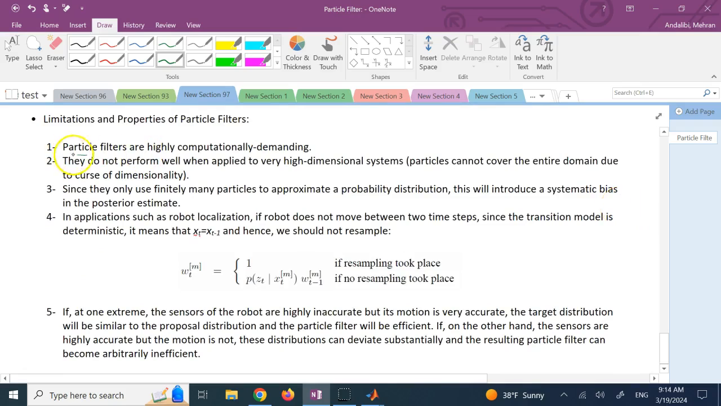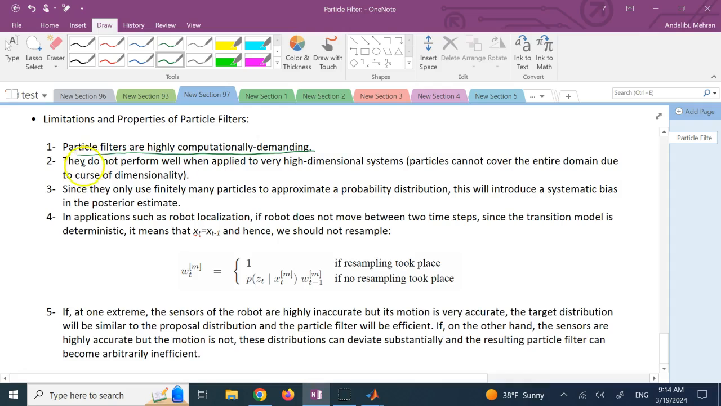One of the things they have is they are highly computationally demanding, and you can guess, right? When you are dealing with thousands of particles and applying transition model to them, applying noise to them, making measurements for each and every one of them, see which one is more likely, calculating the likelihood, and then resampling, each one of them are very highly demanding in computation.